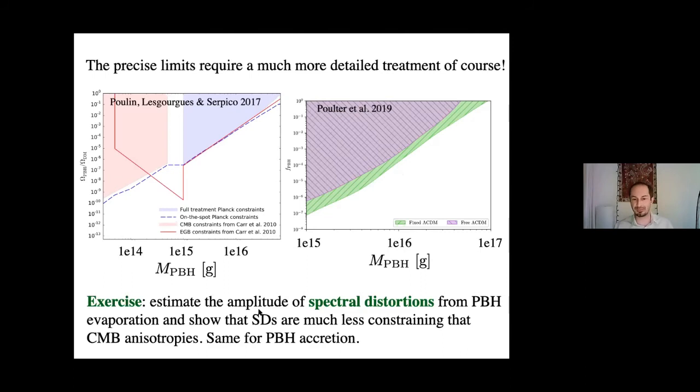Now, what I did not do here, but I leave it to you as an exercise, is estimate the amplitude of spectral distortions from the same process and ask how constraining FIRAS is. And you will see that it is significantly less constraining in this case than the effect on the recombination history. And the same thing will hold true for primordial black hole accretion, which I'm about to discuss now.